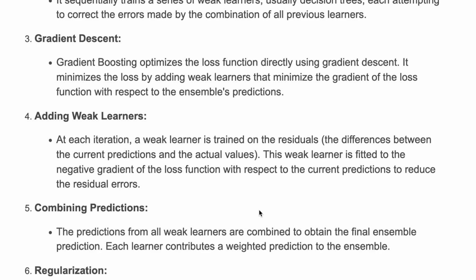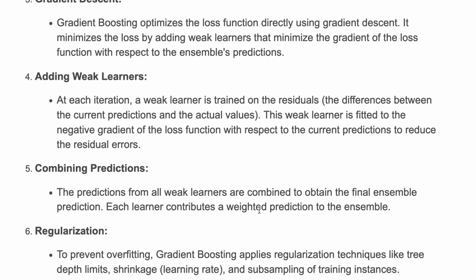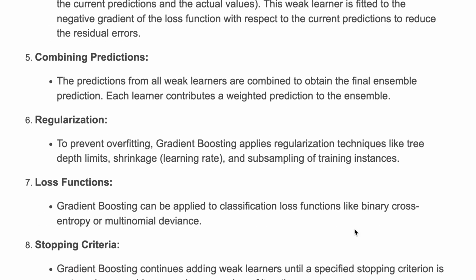This weak learner is fitted to the negative gradient of the loss function with respect to the current predictions to reduce the residual errors. The predictions from all weak learners are combined to obtain the final ensemble prediction. Each learner contributes a weighted prediction to the ensemble.